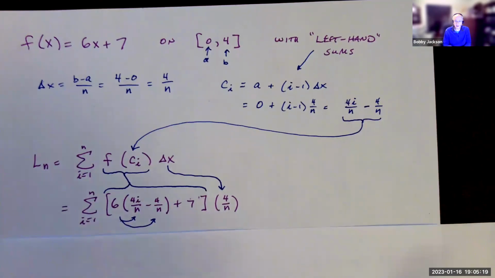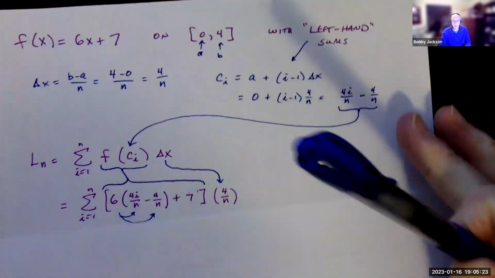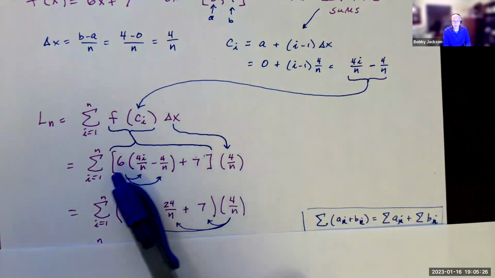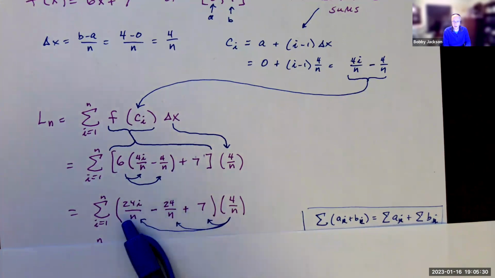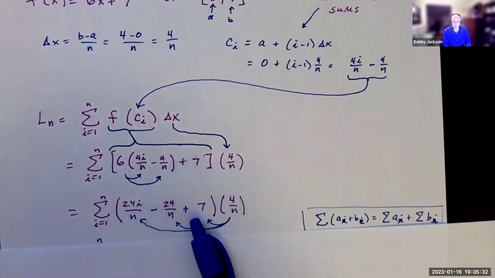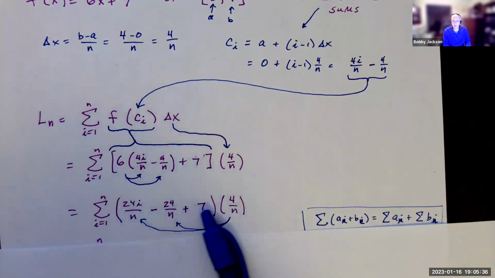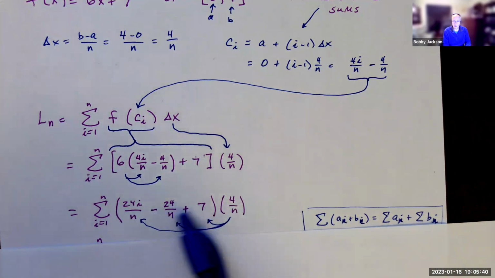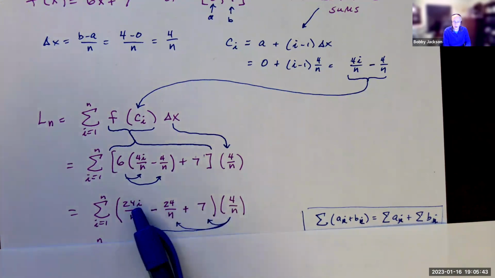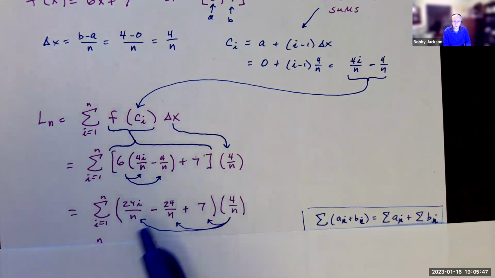Now I've just got a lot of algebra to do. My first step is to distribute this 6 through here, which gives me 6 times 4, 24i over n, minus 6 times 4, 24 over n. Don't forget the plus 7 still. I could combine like terms and get a common denominator, but I'm not going to do that. I want to keep the i separate. But the 4 over n, I'm going to distribute through.